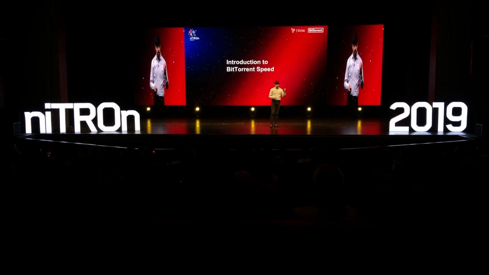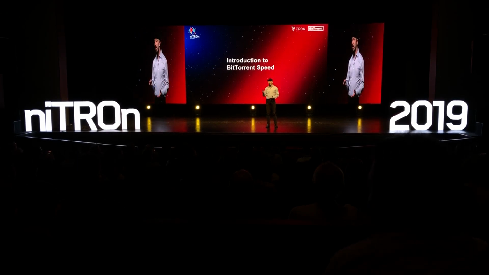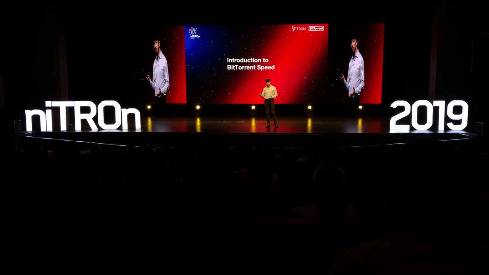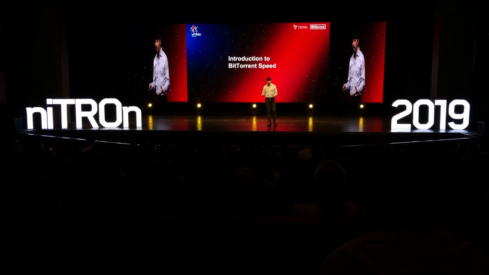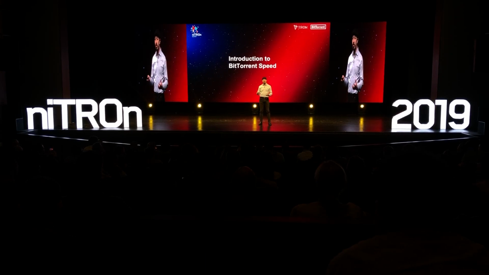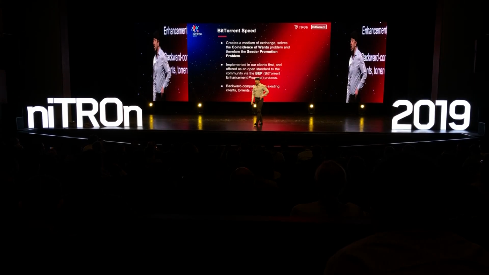Okay, so I've described the blockchain. Most of you already understand a big part of how that works. I've described BitTorrent in more detail. I hope now you understand how that works, where it's strong and where it's weak. And at this point, I want to introduce BitTorrent Speed, our product, to reconcile the problems with BitTorrent by connecting it to the blockchain. So what does it do?